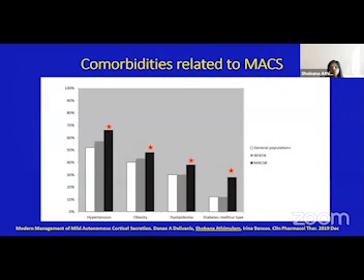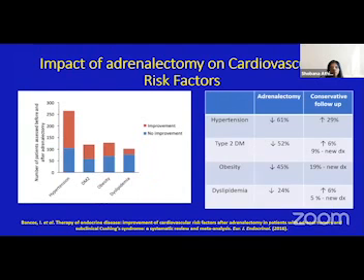However, this image summarizes many of the studies which evaluated if patients with MACS actually have an increased prevalence of metabolic risk factors compared to the general population. So the black bar is patients with MACS, the white is general population, and the gray is non-functioning adrenal tumors. And you can see that all across, they have a higher prevalence of cardiometabolic risk factors such as hypertension, obesity, dyslipidemia, and diabetes.